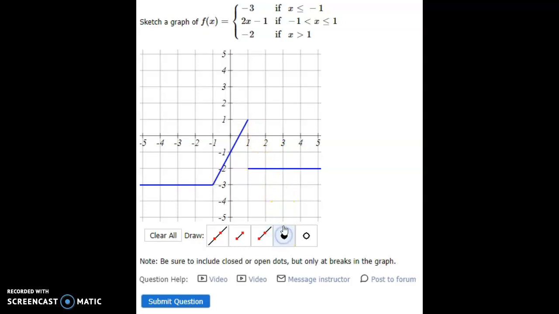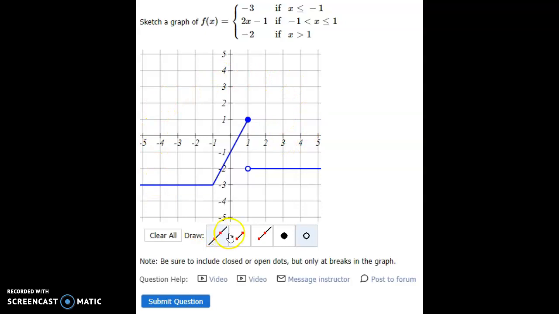So I'm going to grab my include button and put it right there on that data point. Then for the third section, at the beginning of it, at x equals 1, we're excluding. So I'm going to get the open dot this time and put it right there at the beginning. Because the first piece is connected to the second piece, I don't have to do anything there. Then at x equals 1 I include this point because of that inequality, and for the third piece I am not including the starting point, because that's the way that inequality is working.